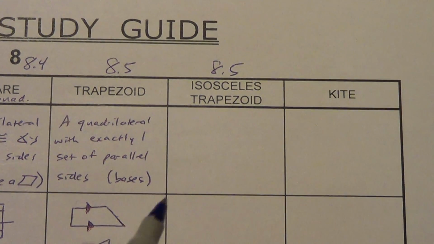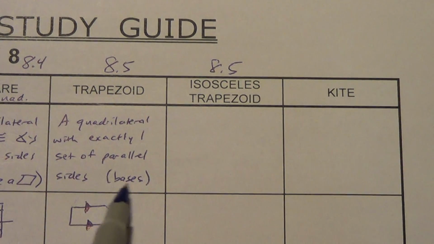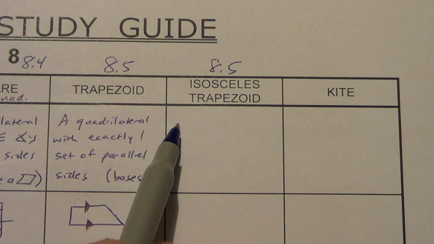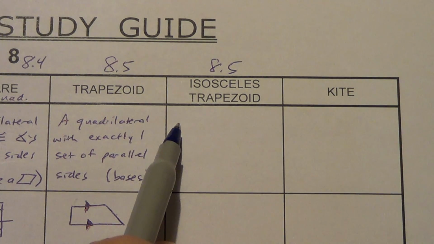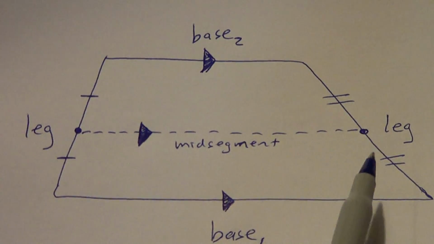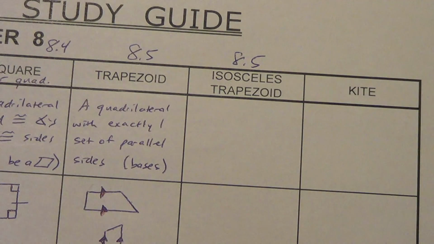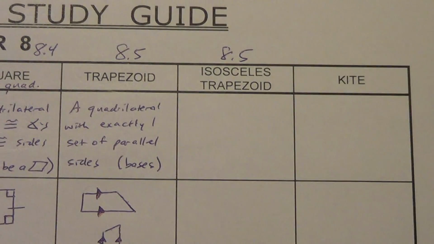So we already know what a trapezoid is. It's a quadrilateral with exactly one set of parallel sides, and those are called the bases. Okay, and if you remember from one of my drawings in the other video, right here, the other two sides, the non-parallel sides, are called legs. Okay, that's going to be an important term as we define isosceles trapezoid.